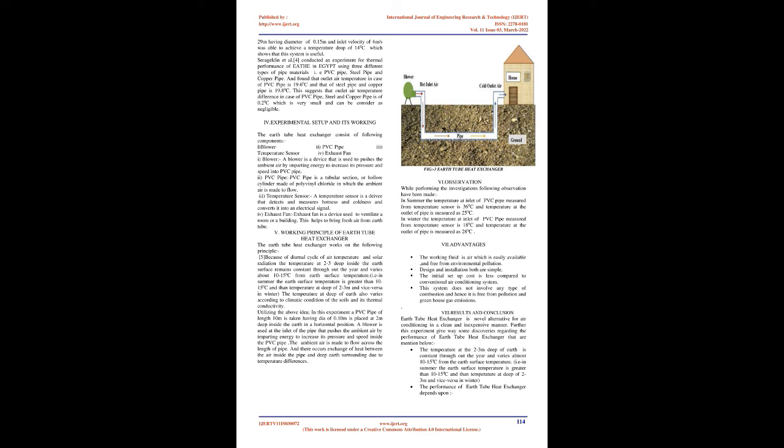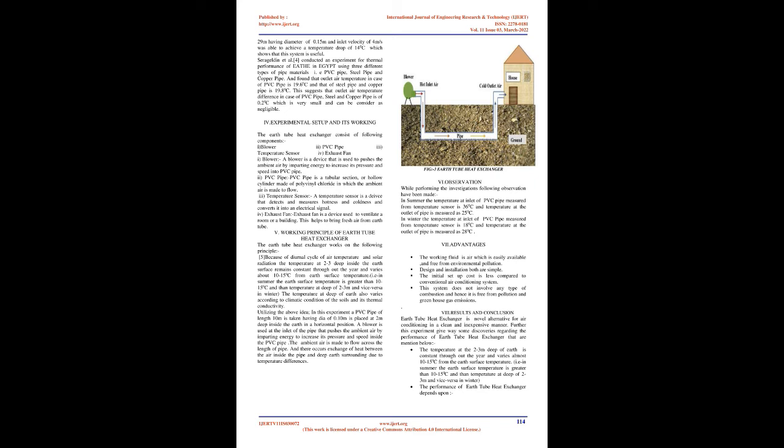Because of the diurnal cycle of air temperature and solar radiation, the temperature at 2 to 3 m deep inside the Earth's surface remains constant throughout the year and varies about 10-15°C from the Earth's surface temperature. I.e., in summer the Earth's surface temperature is greater than the temperature at a depth of 2-3 m, and vice versa in winter. The temperature at depth also varies according to climatic conditions of the soil and its thermal conductivity.